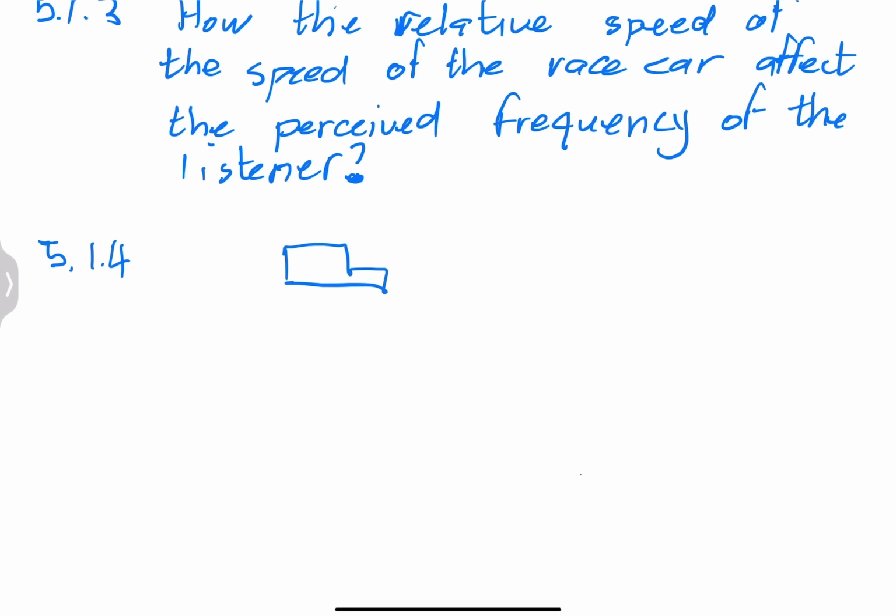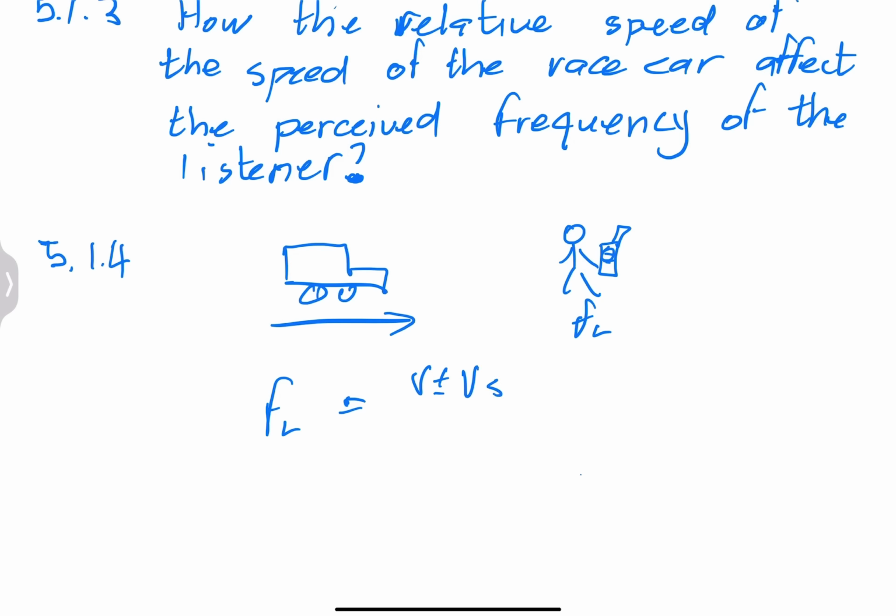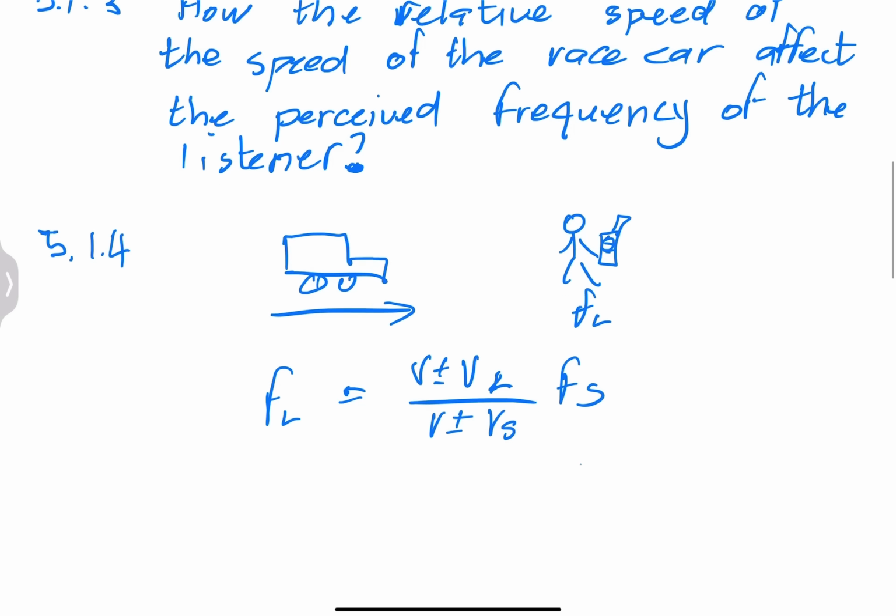So the first scenario would be the one where the car is coming towards the listener who's carrying that cell phone. Okay, so in this case, we know the car is coming, so we know the perceived frequency must be greater than the frequency of the source, right? So this is going to be FL is equal to, please write down the original formula first. That's VL all over V plus minus VS, times FS, right?